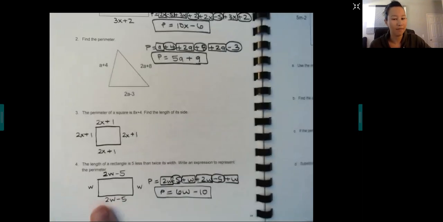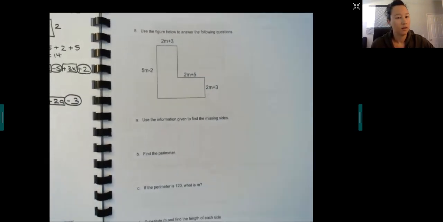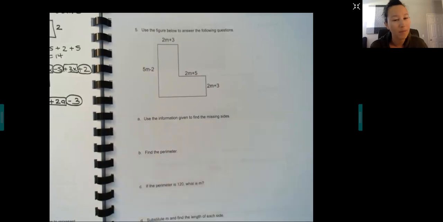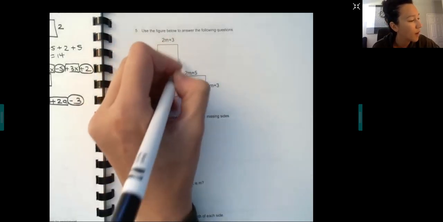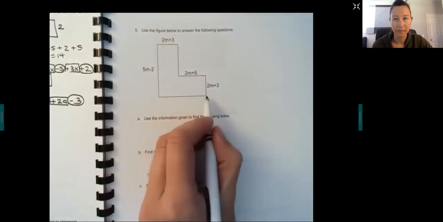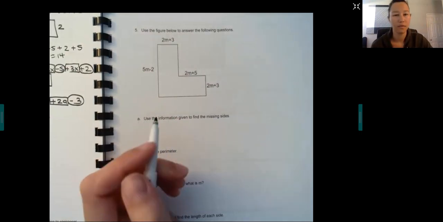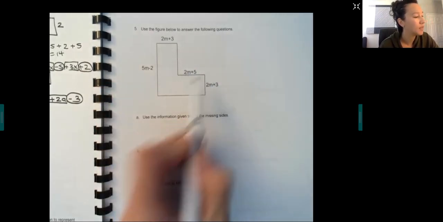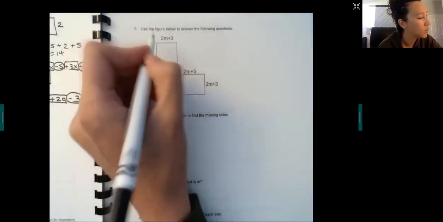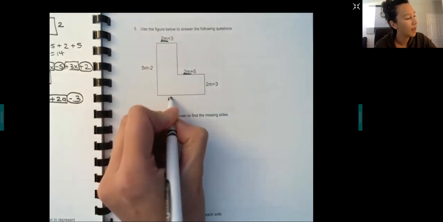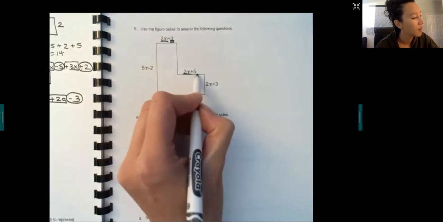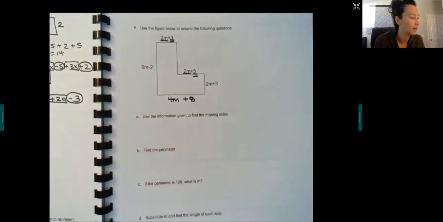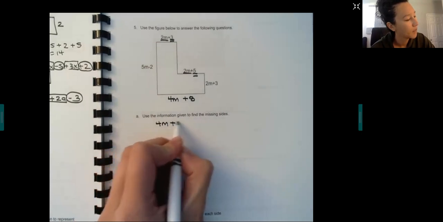All right, number 5. So we're going to use this picture to answer these questions below. So use the information given to find the missing sides. So it looks like we need to find this side right here and this side right here. So for this side, if we add this and this piece, then that would give us the total right here. So 2m plus 2m is 4m. And then 3 plus 5 is 8. So the total distance here is 4m plus 8. So that's one missing side.